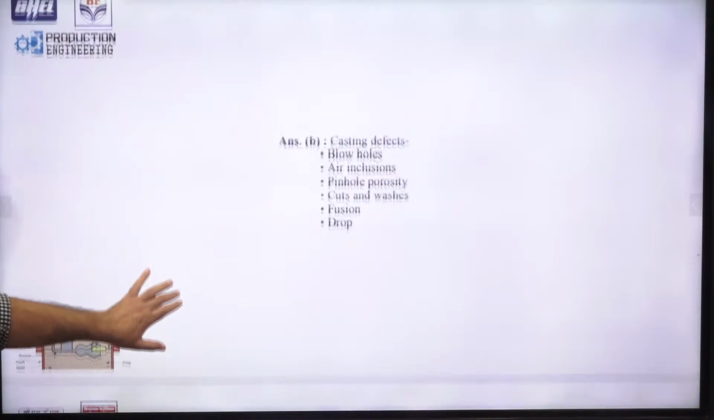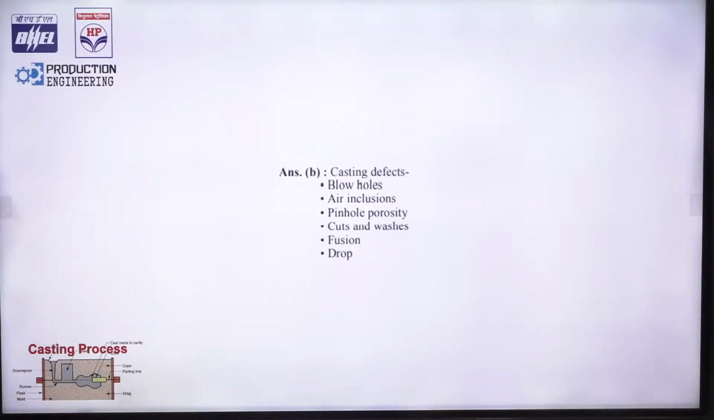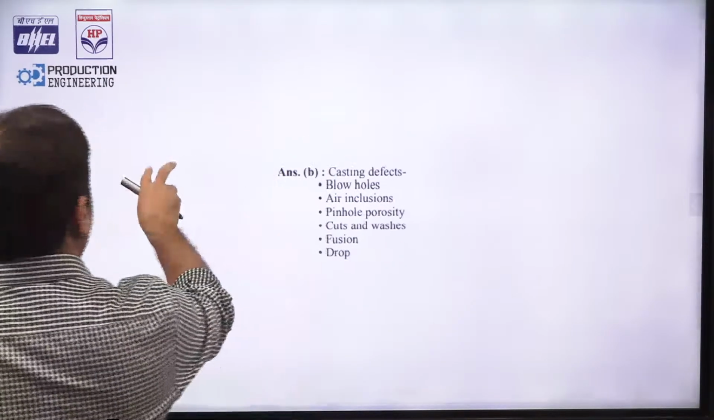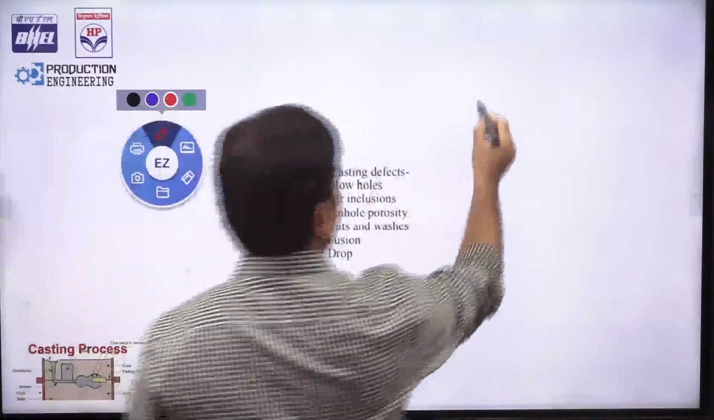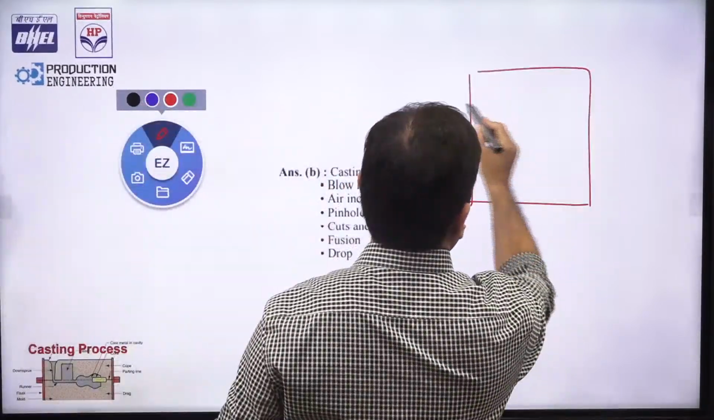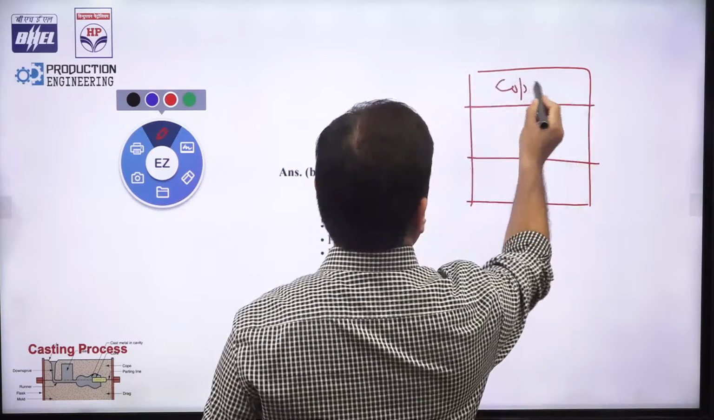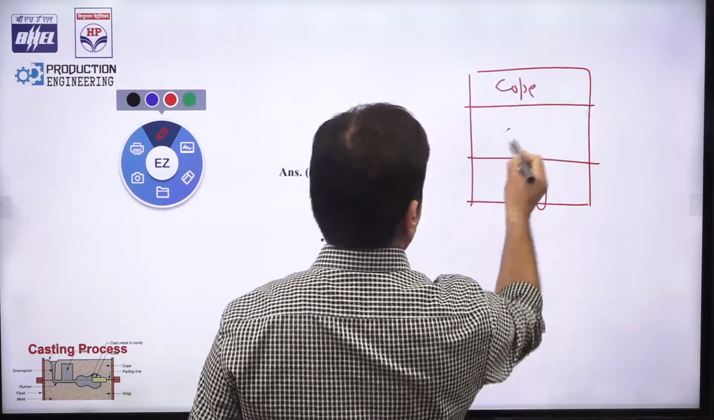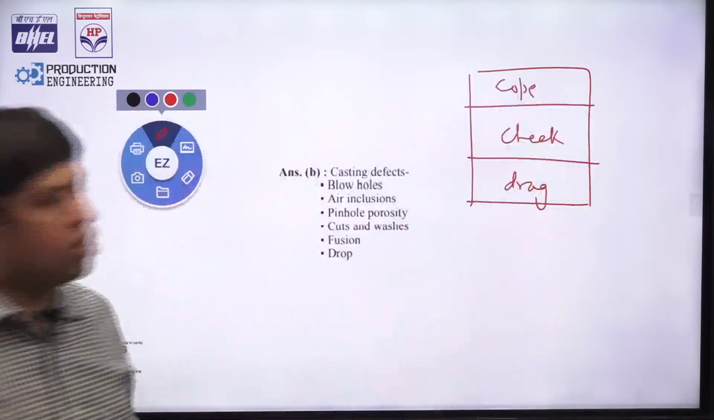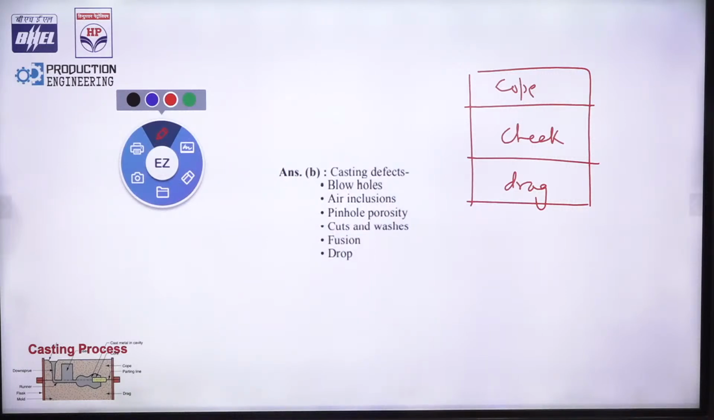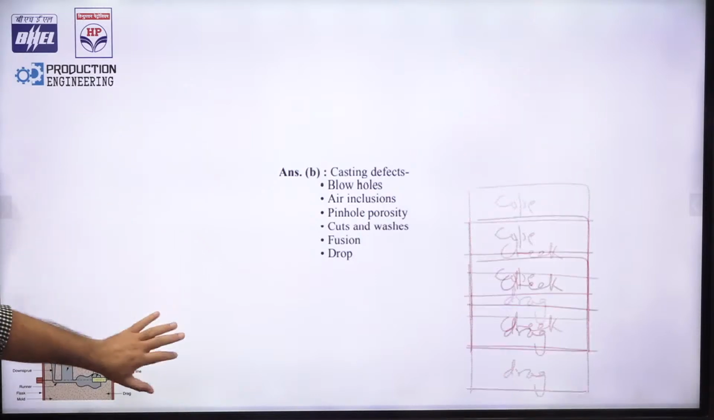Cope and drag is not the casting defect. What is cope and drag? We just discussed, a mold is made up of three parts: cope, drag, and cheek. There are three components of the mold cavity: cope, drag, cheek. Casting defects are blowhole, air inclusion, pinhole, cut and washes, fusion, drop, all these things. So cope and drag are not casting defects.